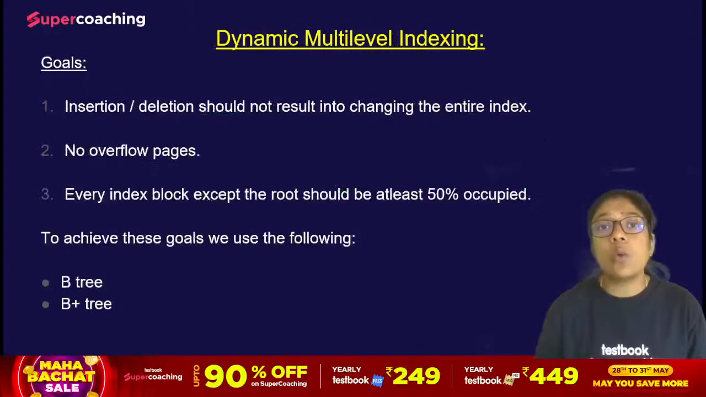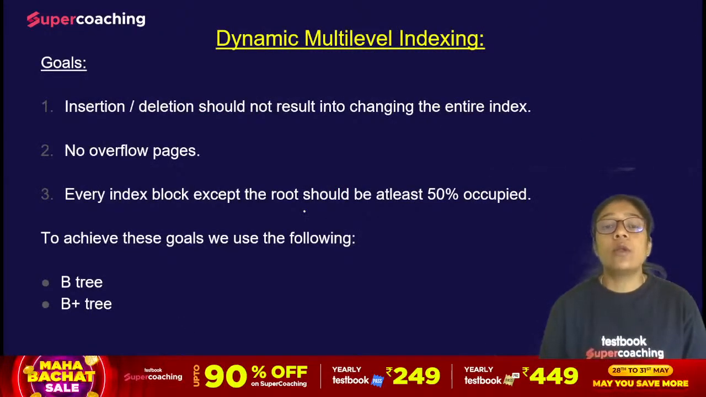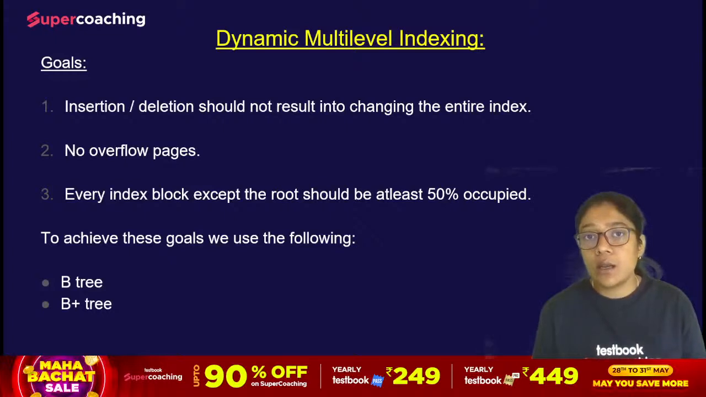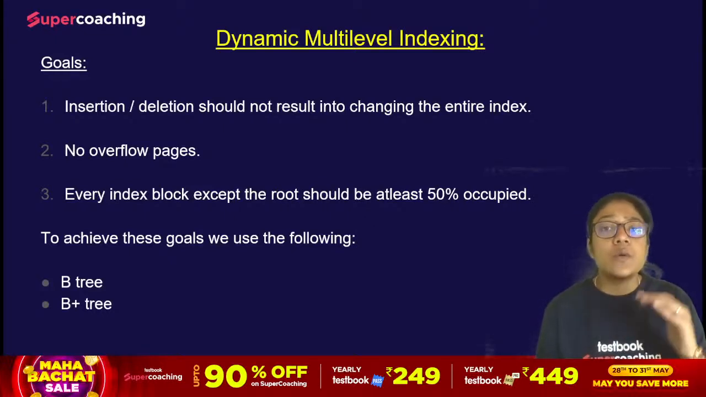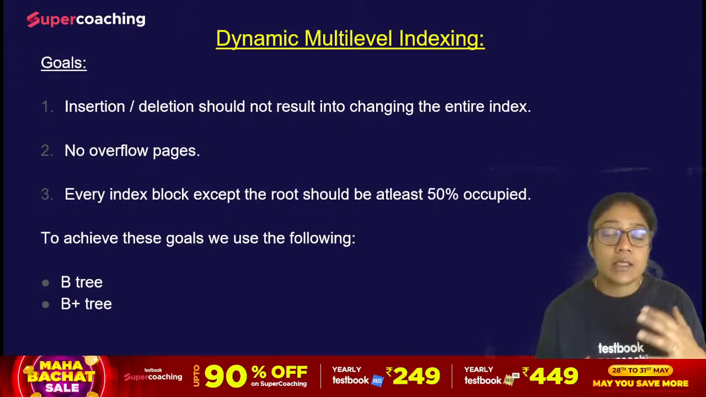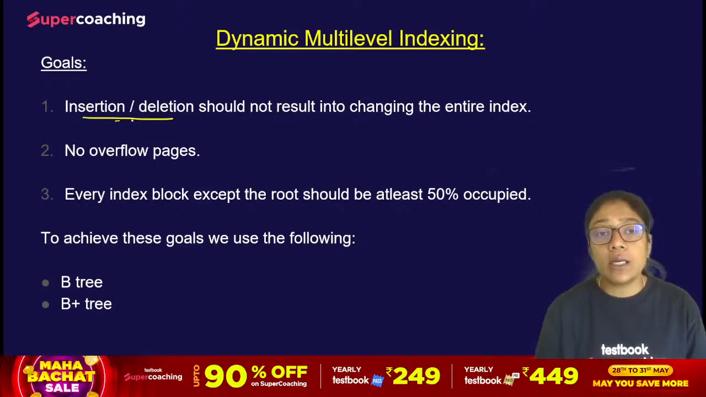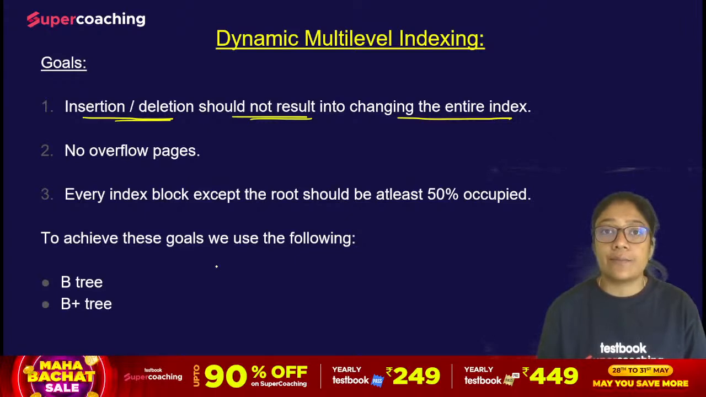So in order to overcome these limitations, we are going for the concept of dynamic multi-level indexing. The goal here is that when we perform operations like insertion and deletion, it shouldn't result into changing the index file, because if the entire index file is changing, that is actually the overhead. So the goal for going for the concept of dynamic multi-level indexing is that insertion or deletion should not result into changing the entire index. No overflow pages.